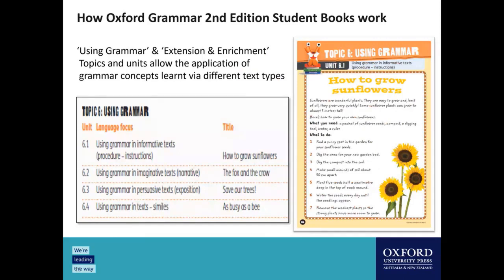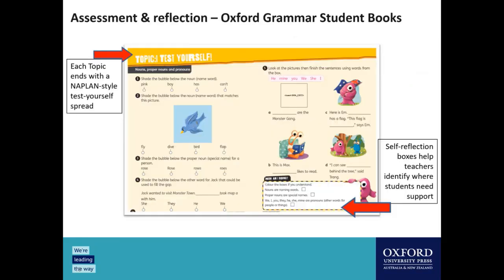So using grammar and also the extension and enrichment topics and their units allow for that application of grammar concepts that have been learnt via different text types as well. So you'll find that these topics and units are usually the second last and last topics that are found in the student books, and that's all the way through across years 1 through to 6 as well. So with these topics and units, they allow for further application of those grammar concepts that have been learnt in the previous topics as well. And you'll find, as I said, in years 1 through to 6 in all these titles.